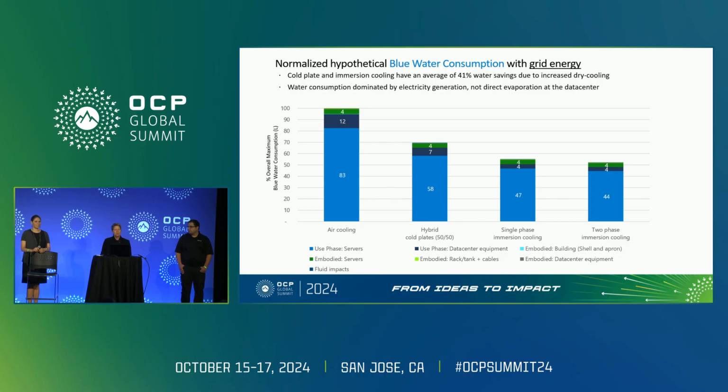Moving on to blue water consumption. Again, we see the pattern where all 3 cooling technologies have lower impacts than air cooling. And again, we see that server use phase electricity, the blue, the navy there, the lighter blue that you see is the server use phase electricity. I'd like to point out that the lion's share of use phase water consumption was for electricity generation, not water usage for cooling the data center.